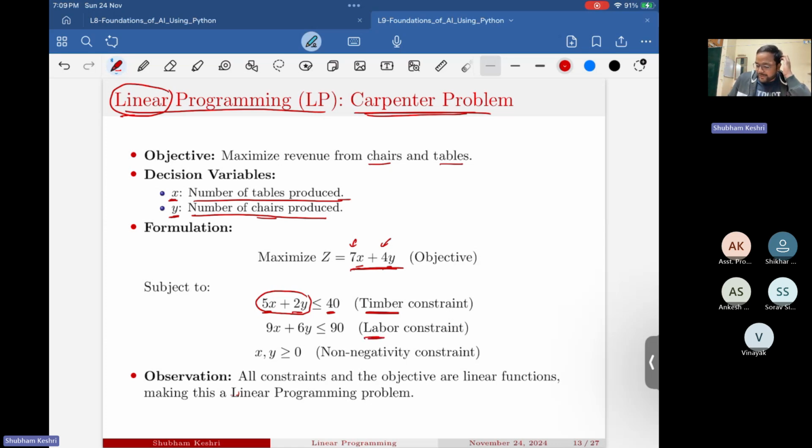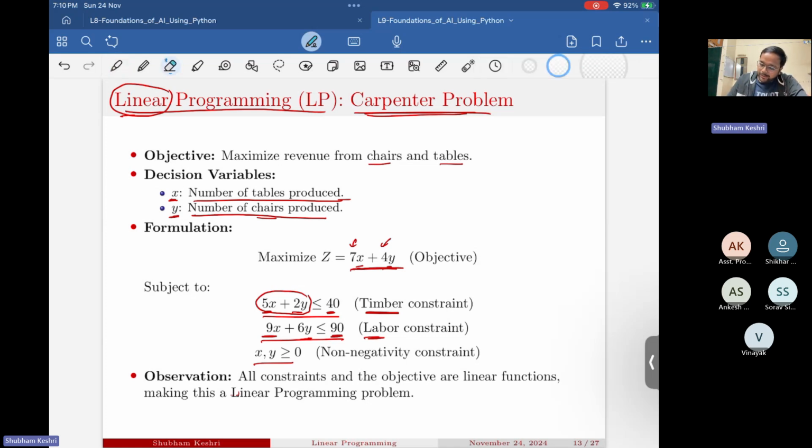Another is the labor constraint. Each table requires 9 hours of labor, and each chair requires 6 hours of labor. So 9x plus 6y is the total number of labor hours he requires, and he only has 90 hours of labor. So these are the two constraints he has, and obviously the non-negativity constraint, that x and y cannot be negative, so they have to be greater than or equal to 0.